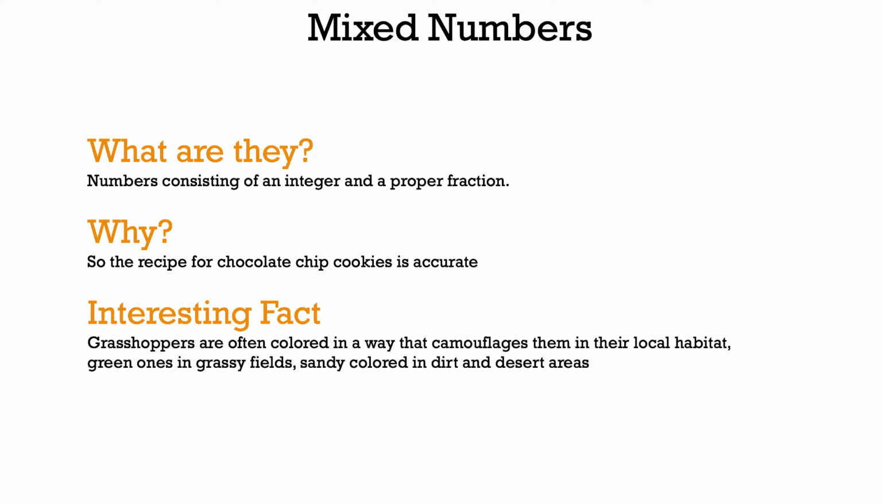Interesting fact. Grasshoppers are often colored in a way that camouflages them in their local habitat. Green ones in grassy fields, sandy colored in dirt and desert areas.